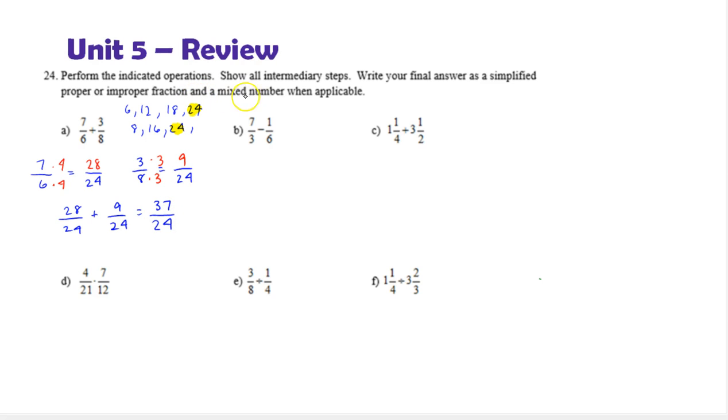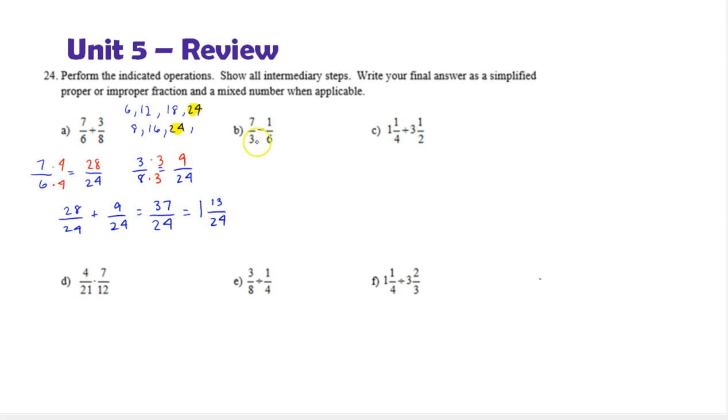We're also asked to write it as a mixed number, and since this is an improper fraction, we can. 24 goes into 37 once, and there would be a remainder. That difference is 13 over the denominator 24. Let's look at the next one.